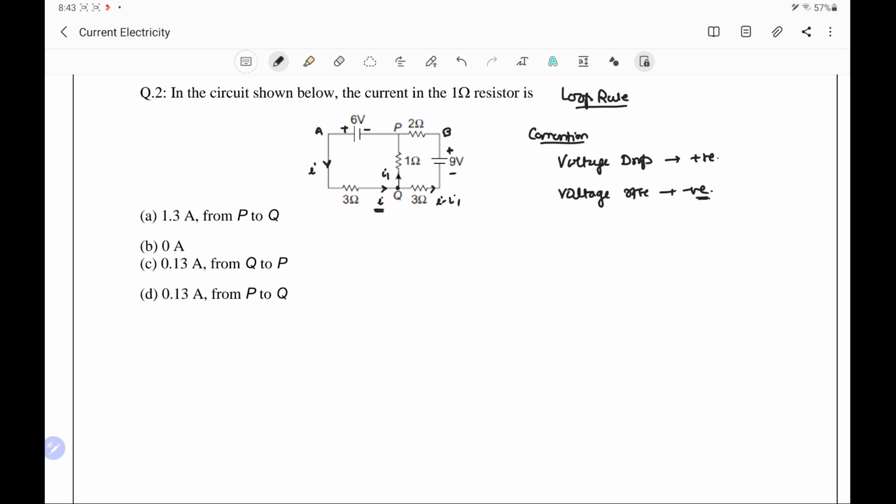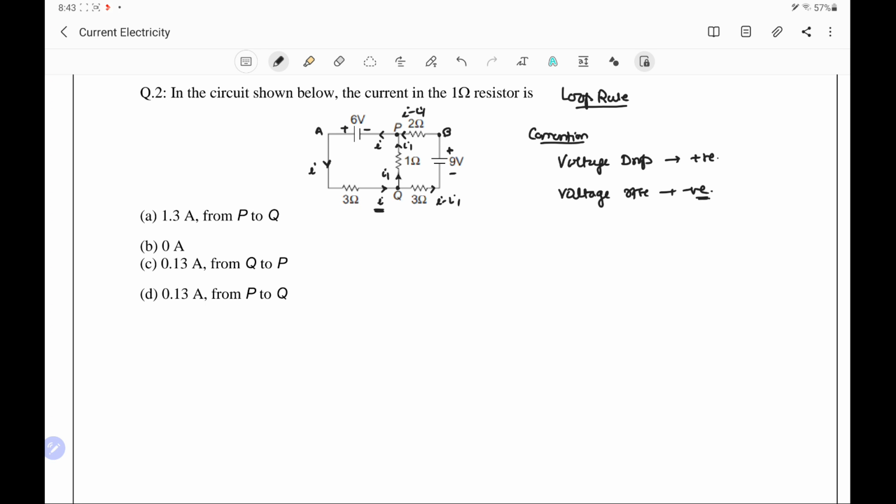If incoming current is I, and one of the outgoing currents is I1, then the remaining current I minus I1 will be in the other branch. And when it reaches B, from B it traverses to P. This is the I minus I1 current, and from Q to P it is the current I1, and at P there are two incoming currents, that is I1 and I minus I1. They both meet and the resultant current is I, and that is the outgoing current from the junction P towards A. So in this way the currents satisfy the junction rule.